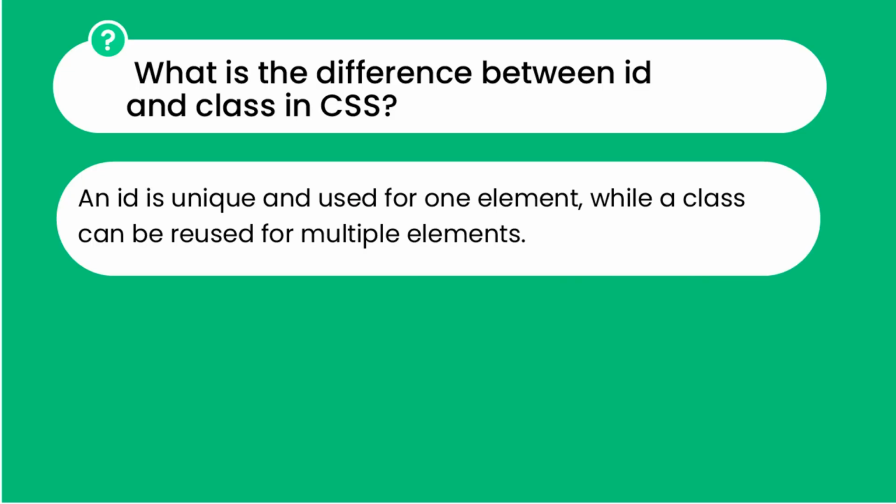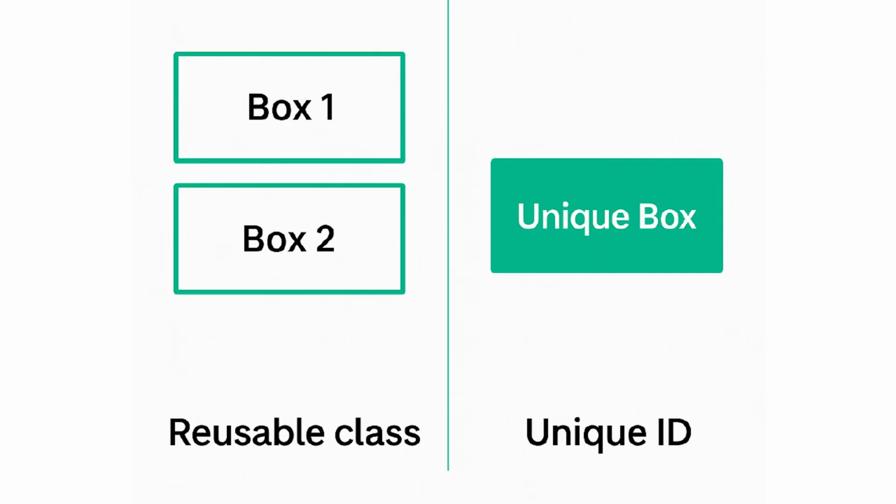And now next question is, what is the difference between ID and class in CSS? The main difference between ID and class is how they are used. An ID is unique. You use it to target one specific element on the page. A class on the other hand can be used on multiple elements, which makes it perfect for applying the same style to a group of elements. So if you want to style just one thing, go with ID. If you want to reuse the same styles, use a class.